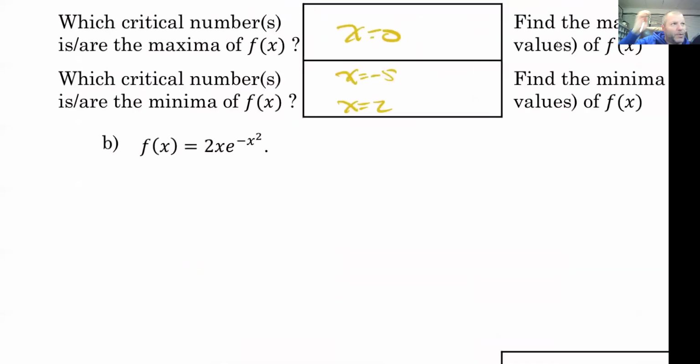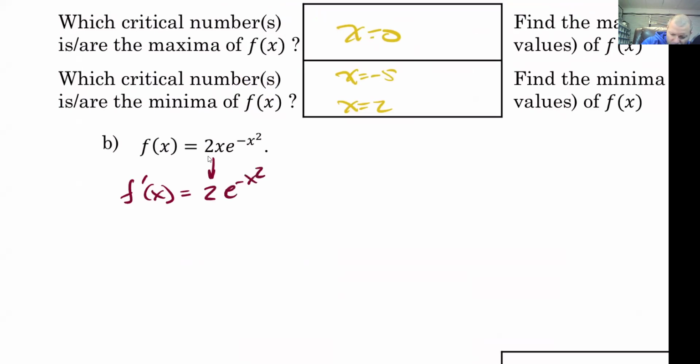Right, so in B, we want to find the same things from A. So first thing, let's take a derivative. Be careful, this is going to require a product rule. So it's going to be our second function times the derivative of the first. Derivative of the first is just 2.